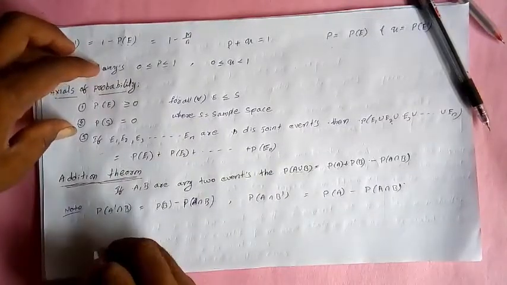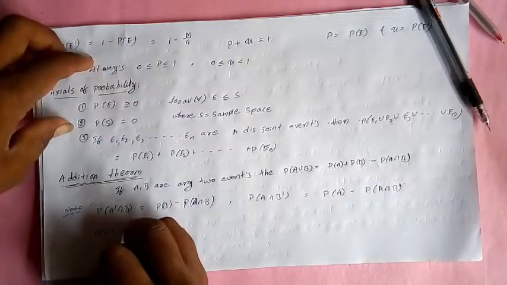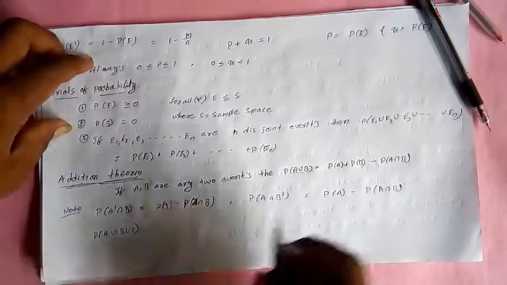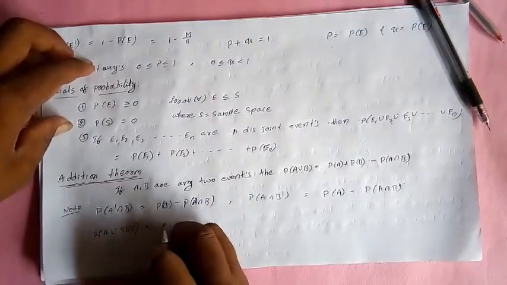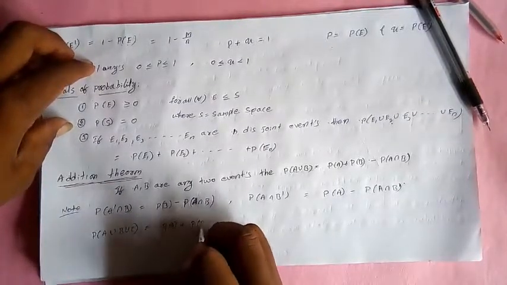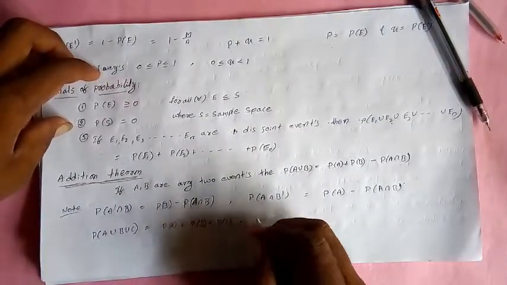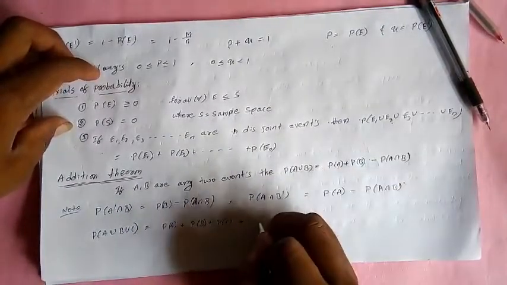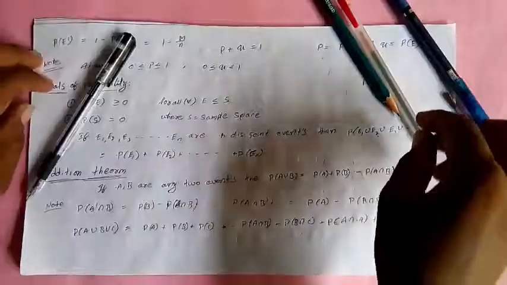There is a third formula, that is P of A union B union C. This is for 3 events, and the earlier one is for 2 events. This is equal to P of A plus P of B plus P of C minus P of A intersection B minus P of B intersection C minus.